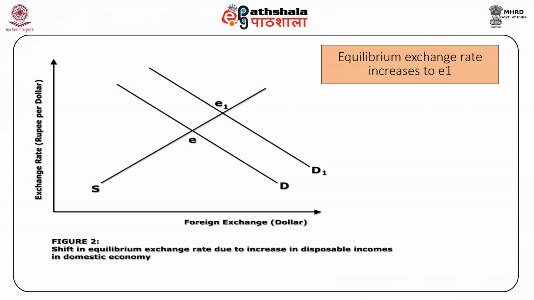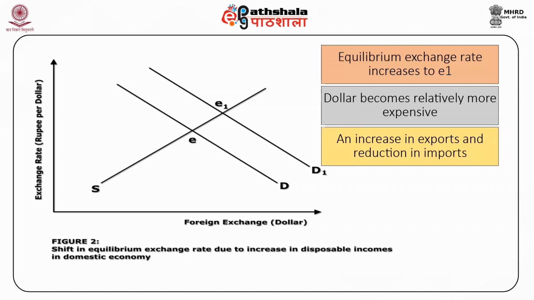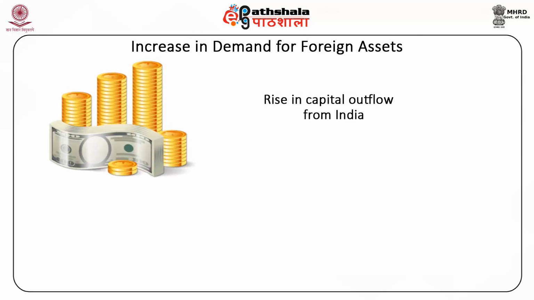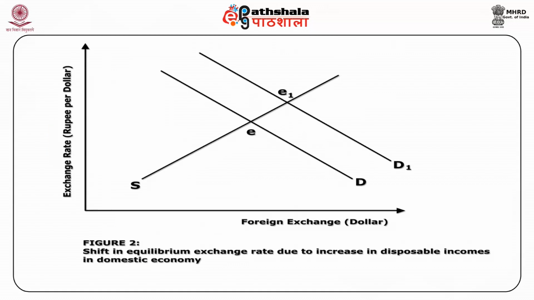As exchange rate rises, dollar becomes relatively more expensive and therefore there will be an increase in exports and reduction in imports. Instead of rise in disposable income of Indians, now suppose the demand for foreign assets rises, resulting in a rise in capital outflow from India. Consequently, the demand for dollar will rise, causing D to shift to the right. This is similar to the earlier case of rising disposable income in the domestic economy. The impact on exchange rate E is similar.